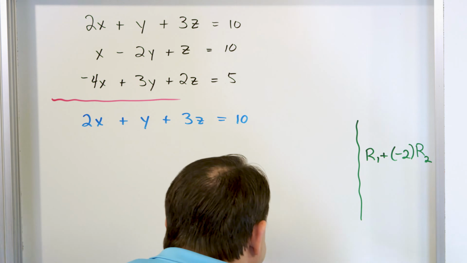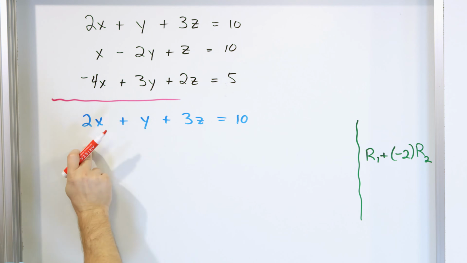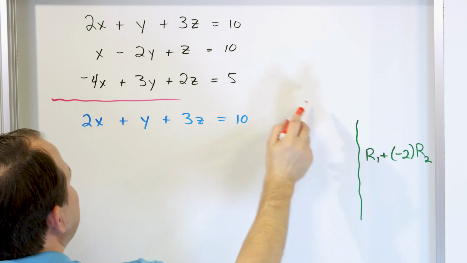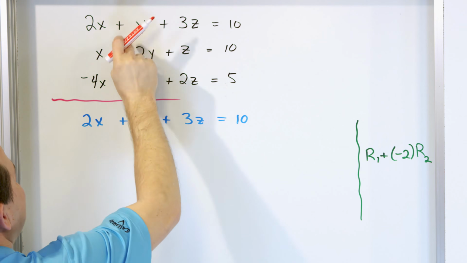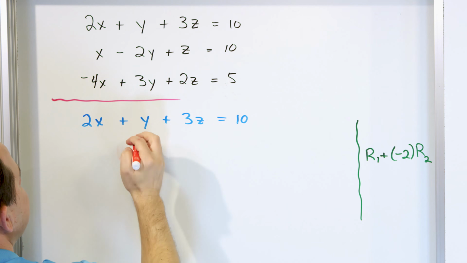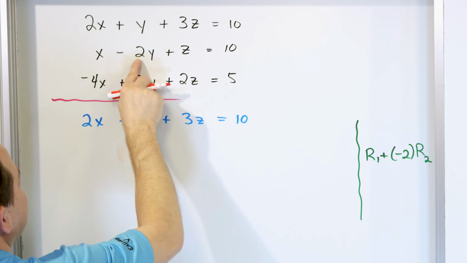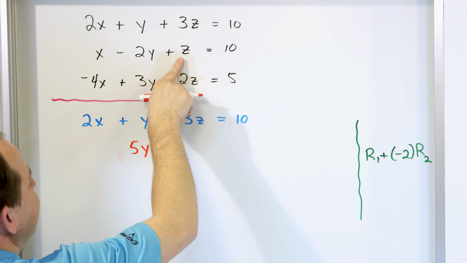So then, when I do that, I'm going to take -2 times this, add it, and it's going to give me a 0x. I'm going to take -2 times this, that'll give me a positive 4y. When I add it to this, it will be a positive 5y, because this will be positive 4 plus 1. If I take the -2 times this, it'll be -2z.